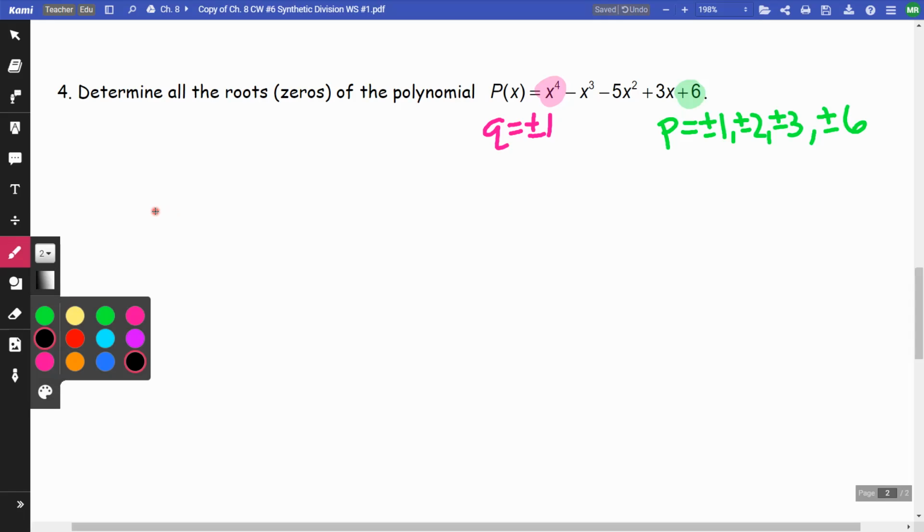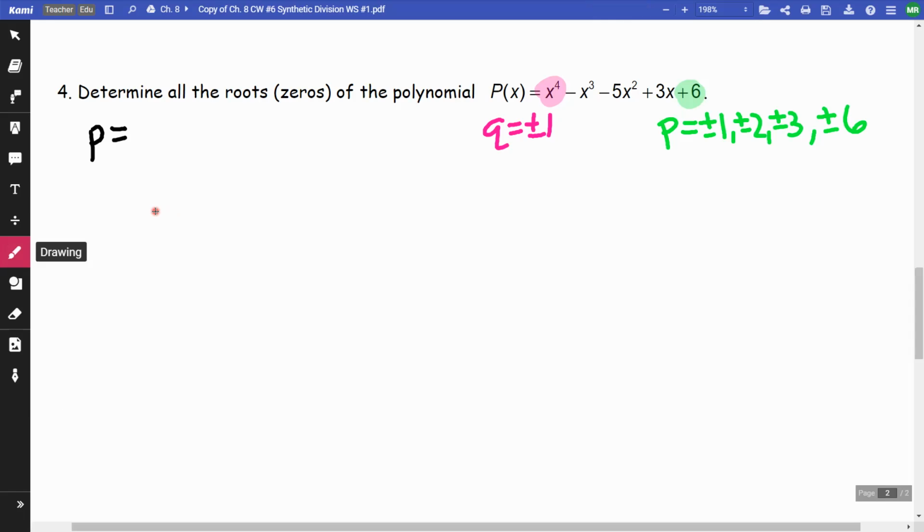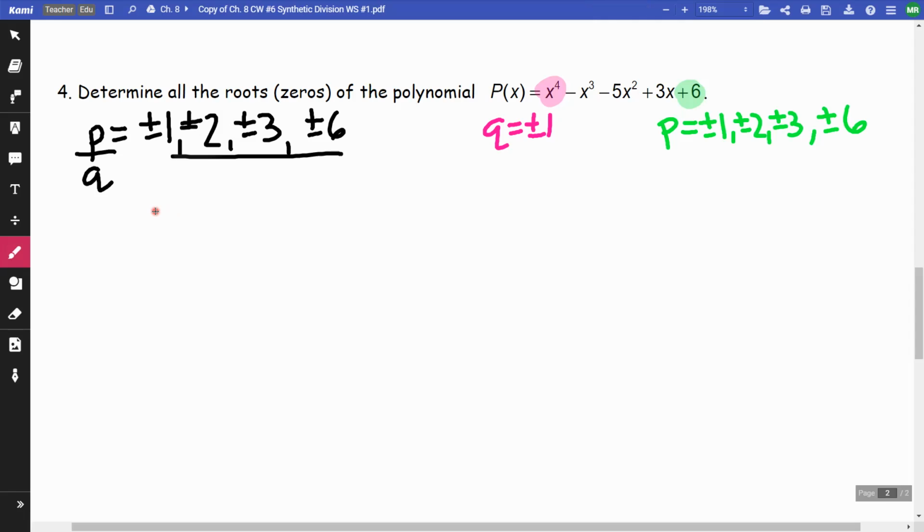So my P over Q is going to be, again, plus or minus 1, plus or minus 2, plus or minus 3, plus or minus 6, all over plus or minus 1, which is going to basically give me a positive negative 1, 2, 3, and 6. So I have those to try. So let's say I start with a 1 and let's see what happens.